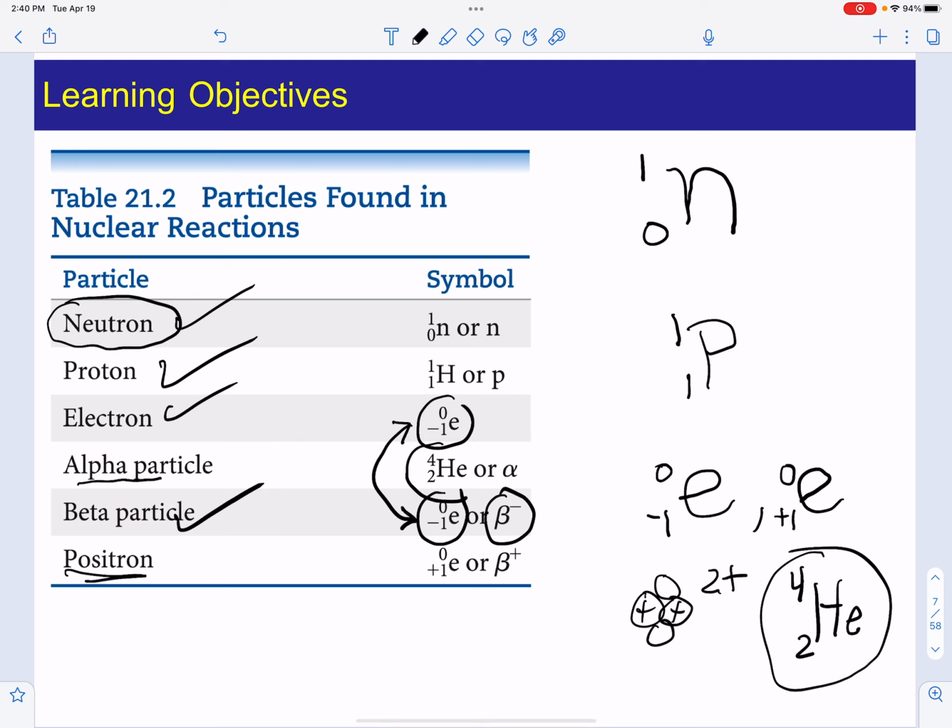So an element can break off that big chunk, 2 protons and 2 neutrons, to find stability. So it's super important that you either memorize how to write each one of these particles and know their names, or have it in your notes in a place where you can find them really easily and understand what they are.